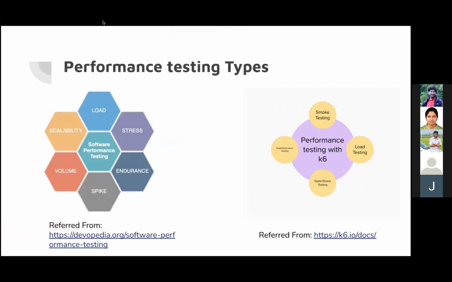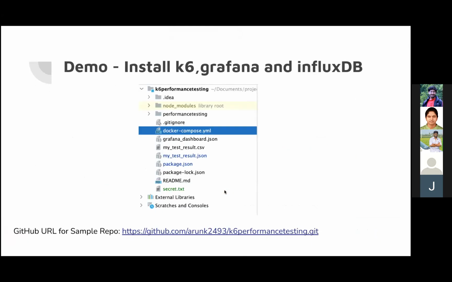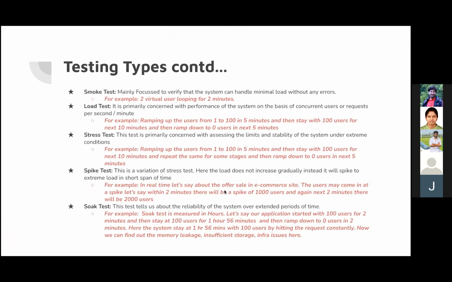And the last one is soak or endurance testing. Now we will see this in detail with examples. So the smoke testing validates the stability of our software application, and it is used in the initial stage to ensure that the critical functions of the program are working or not. For example, two virtual users looping for 2 minutes.